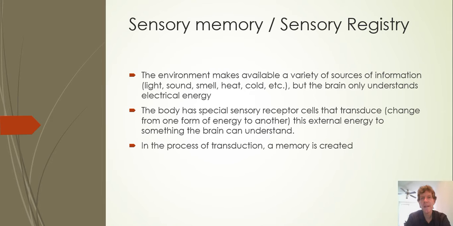First, let's talk about sensory memory. In sensory memory, the environment makes available a variety of sources of information: light, sound, smell, heat, cold. But the brain only understands electrical energy. The body has special sensory receptor cells that change from one form of energy to another. This external energy is something the brain can understand. In the process of transduction, or change, a memory is created.